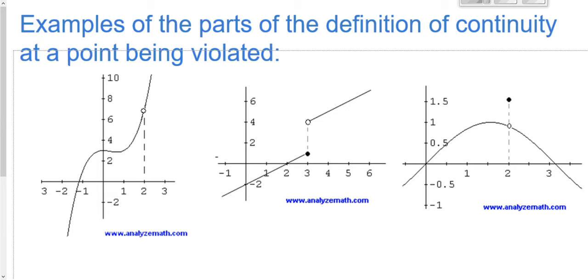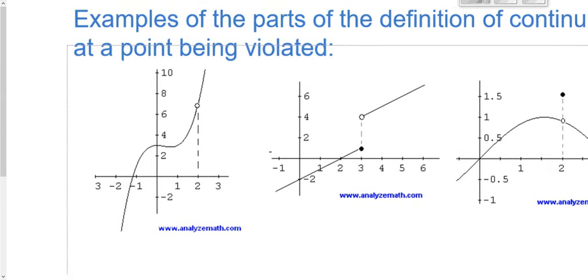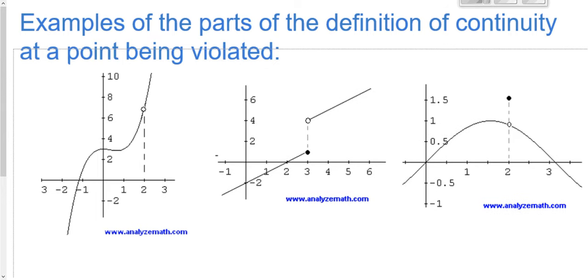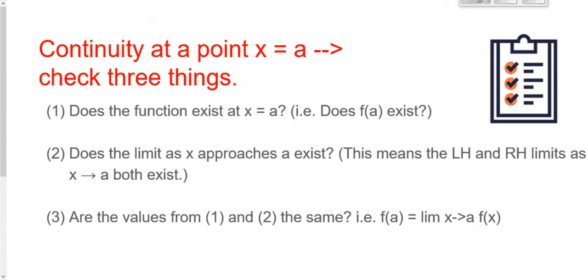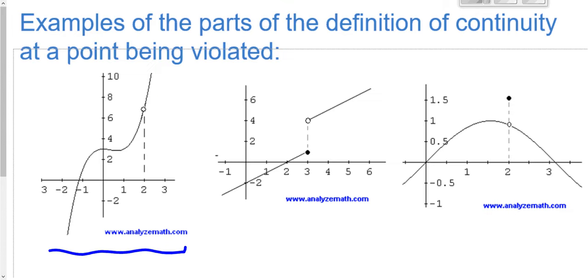Now on this slide, I've included 3 pictures. This first picture over here is one that is definitely not continuous at 2. Let's think about what part of the definition is violated. First of all, does the function exist at that point? It does not. This is a hole. So this is the first pillar being violated.